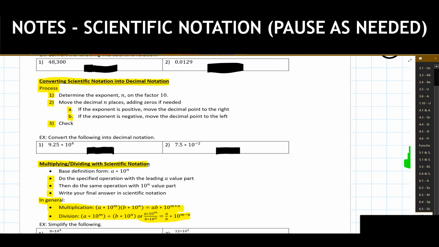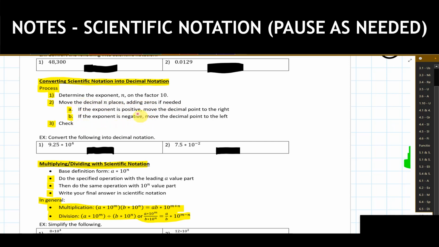Now, this is a process that does not take a whole lot of time to do. We just really need to determine which direction we are moving the decimal place. So our process is, we're going to determine what exponent n we've been given. We need to move that decimal point, wherever it starts off in the original scientific notation, n many places. If we have any blank spots that show up, we're going to fill those in with placeholder zeros. The direction that we move the decimal point, to the left or the right, depends entirely on whether the exponent is a positive or a negative number.